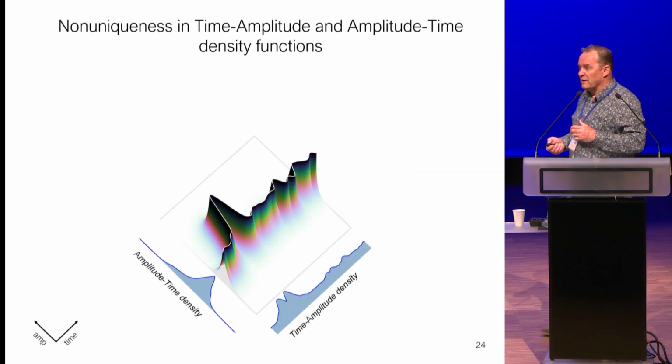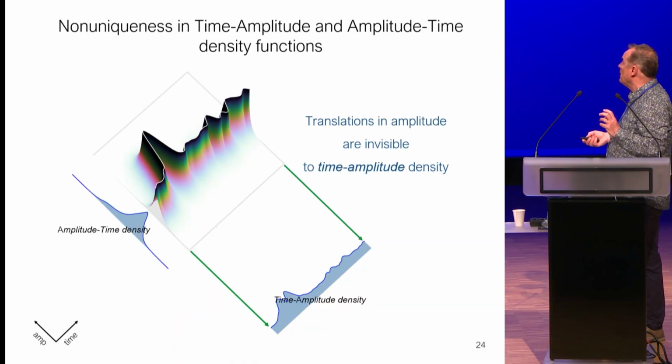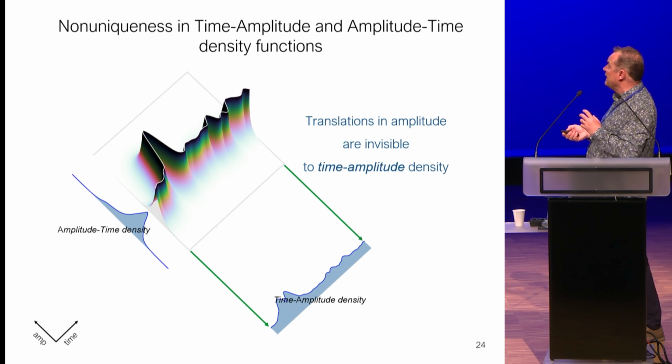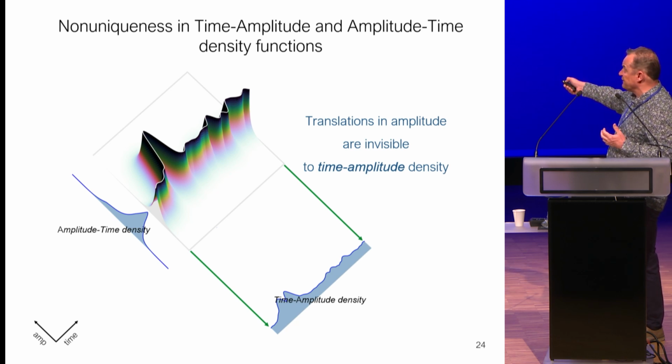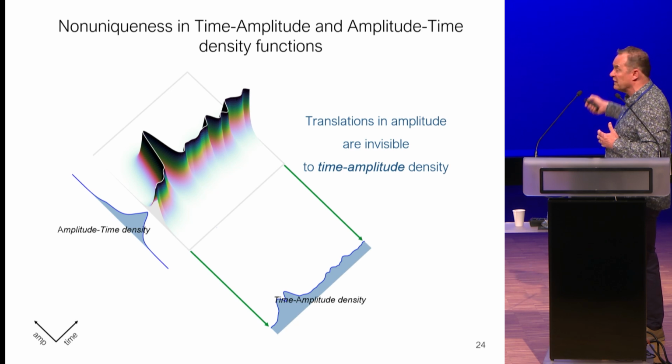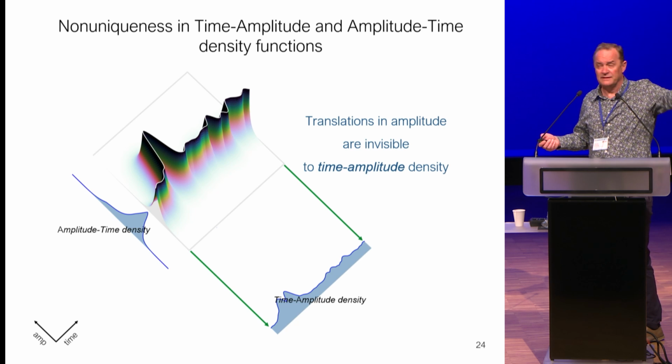So the question I usually get is, well, okay, by going from a 2D field, which I've actually made up from a 1D field, and looking at the two marginals, you've lost information. And that's true, you have lost information, but the nature of the information we've lost doesn't appear to be that much. For example, if I displace this waveform in amplitude, then the amplitude density function shifts, but the time density function doesn't change at all. So I cannot detect those changes.